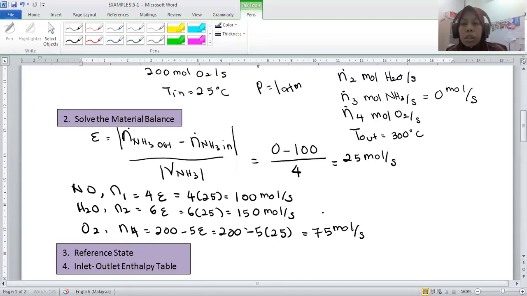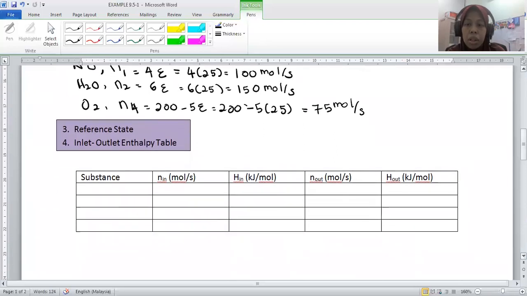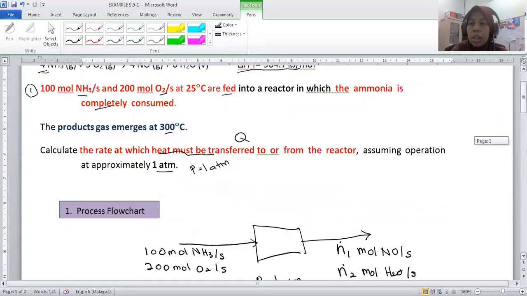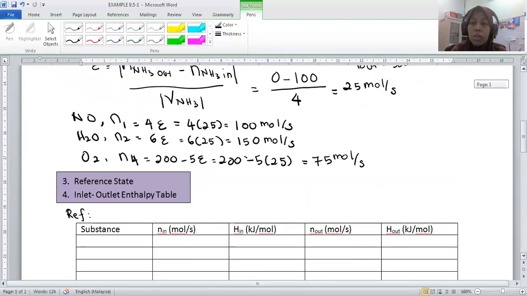Once we settle the material balance, we can move to the reference state and the inlet outlet enthalpy table. I already took out the inlet outlet enthalpy table. For the reference state, you need to determine which method you are using. If you notice in the question, they already give you the standard enthalpy of reaction. Because of that, it is easier for us to use the heat of reaction method for the calculation.